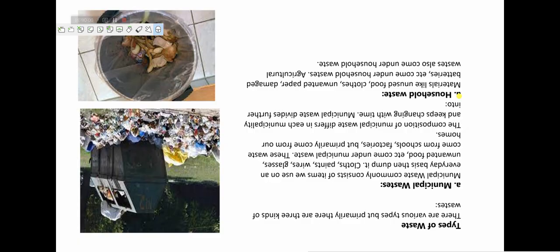So that is why it is written as A here. The first one is the household waste, right? In the household waste, what will be there? Materials like unused food and clothes, unwanted paper, damaged batteries, etc. They come under the household wastes. Now agriculture wastes also come under household wastes. So all the agriculture wastes will be coming in the household wastes.